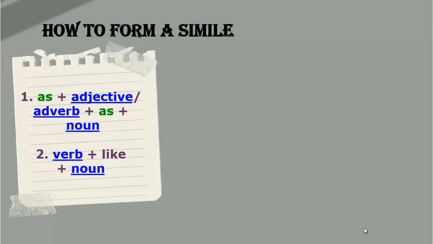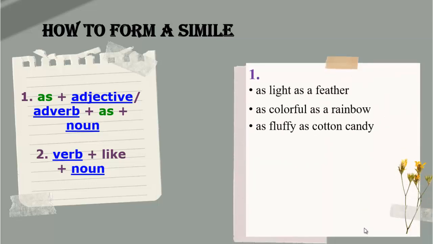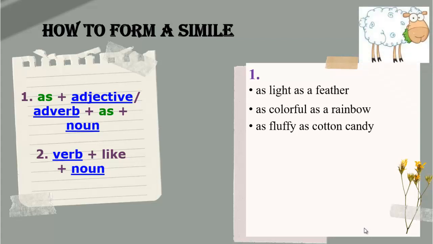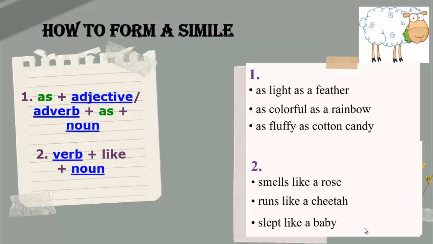Let's see how similes are formed. We can form similes in two ways. The first one is to use the word as followed by an adjective or an adverb, then the word as again followed by a noun. For example, as light as a feather, as fluffy as cotton candy. The sheep was as fluffy as cotton candy. And the other way is to use the verb first, then the word like, and then a noun. For example, smells like a rose, slept like a baby. I slept like a baby last night.